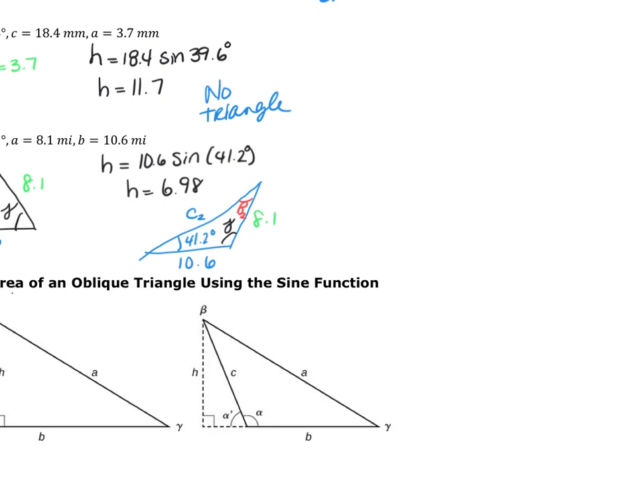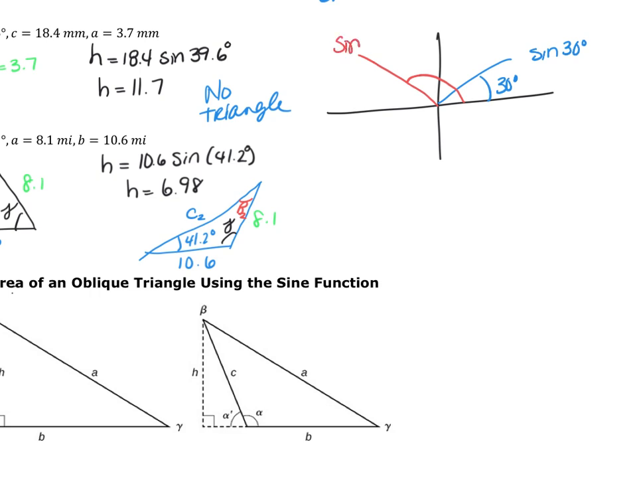Now, I'm just going to talk a little bit about sine. If I were to do the sine of, say, 30 degrees in this quadrant, it is going to give me the exact same answer as if I had a reference angle of 30 degrees in the second quadrant. So it's going to give me the exact same answer if I do the sine of 150 degrees. These are going to give me the same value.